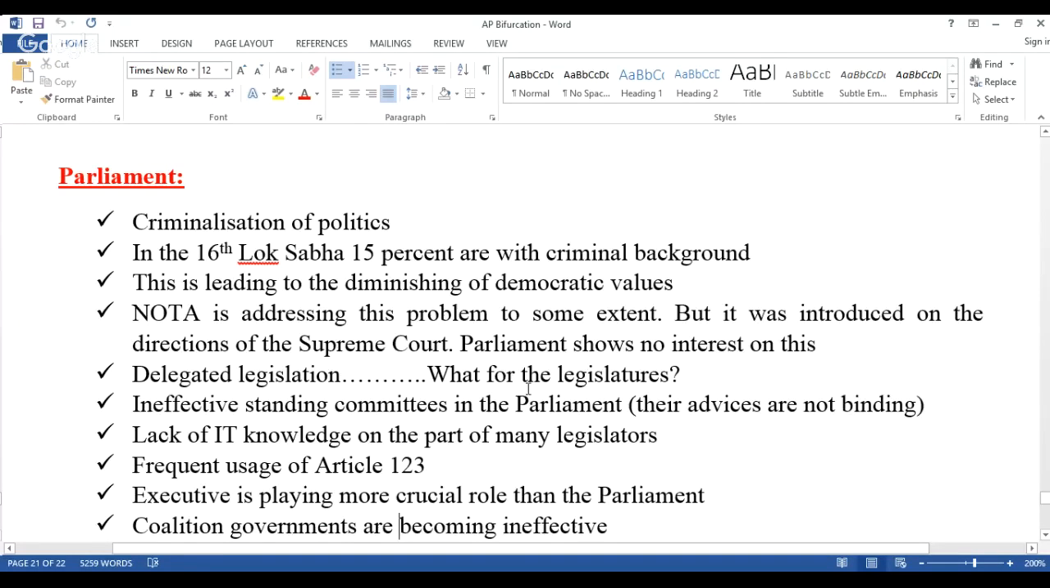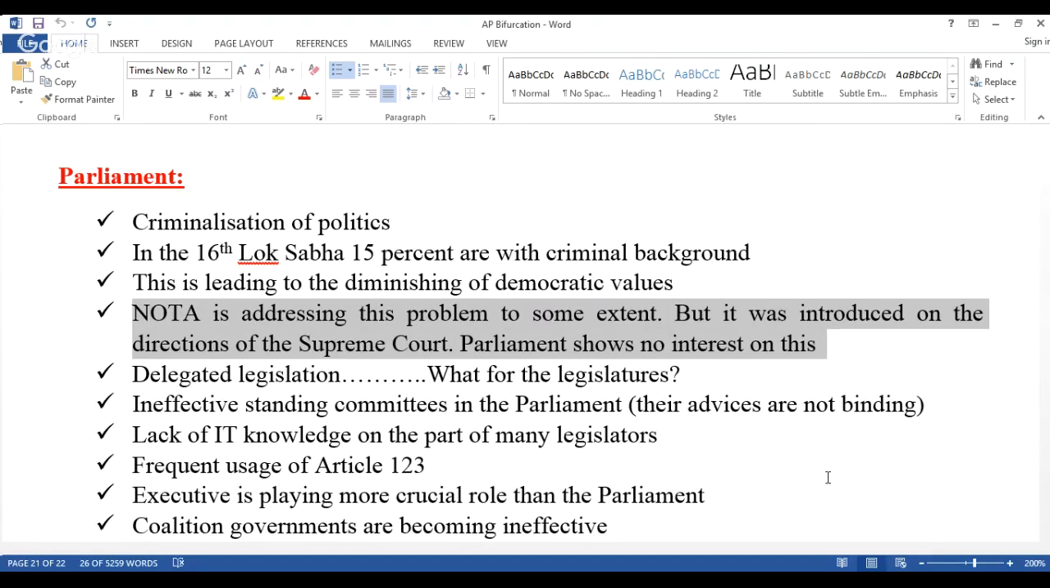Look at this. NOTA is addressing the problem to some extent, but it was introduced at the directions of the Supreme Court, and Parliament shows no interest in this. Delegated legislations. The work that is supposed to be done by the Parliament within the Parliament is being delegated to the administration. It is being delegated to certain committees. That is the reason why we must ask, what exactly is the Parliament doing?